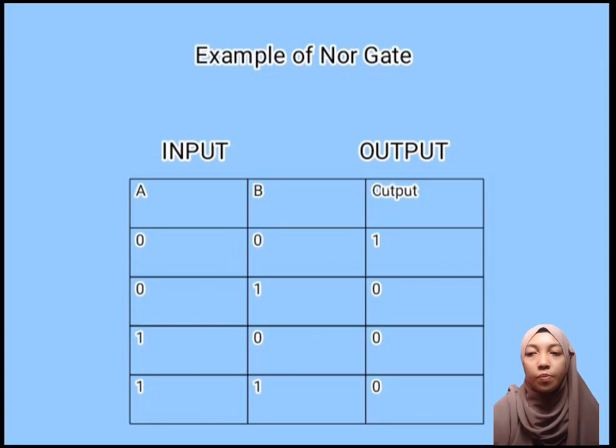Number 5, NOR gate. Opposite of OR. Formula: A plus B. A and B represent the inputs. A is 0, B is 0, the output is 1. A is 0, B is 1, the output is 0. A is 1, B is 0, the output is 0. A is 1, B is 1, the output is 0.